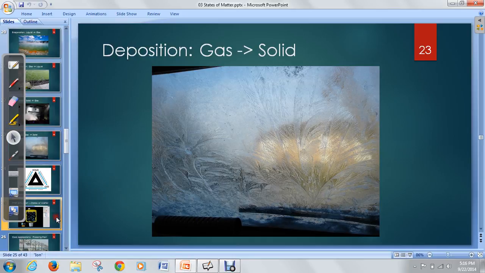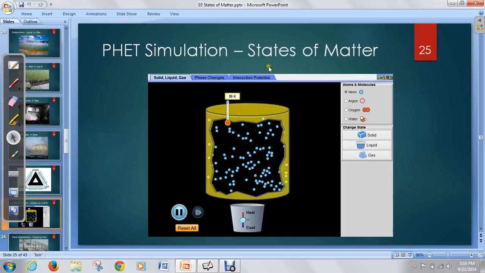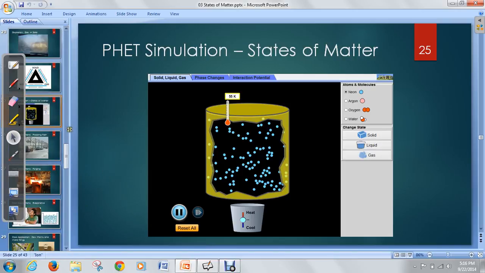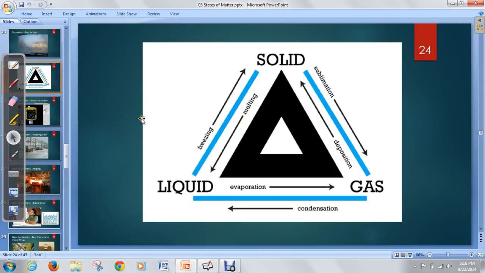And we can see these changes of state with the simulation. If you want to go to the PhET website, you can look up the simulation yourself and see those changes. Those are the 6. And you should know how each one of these works and what their terminology is.